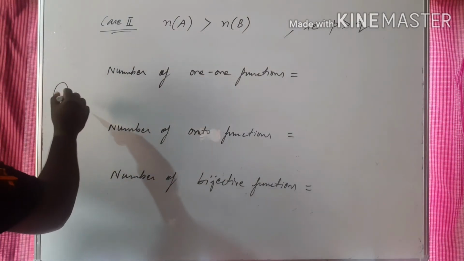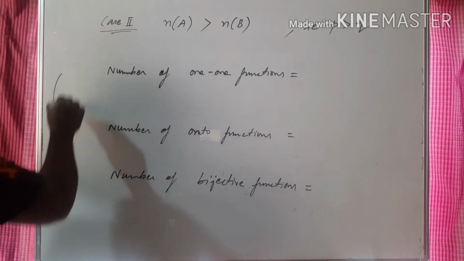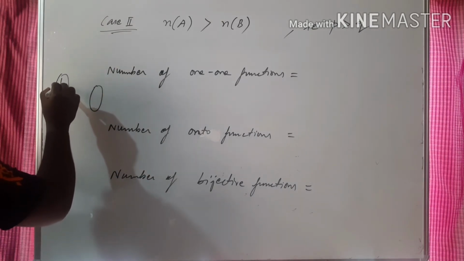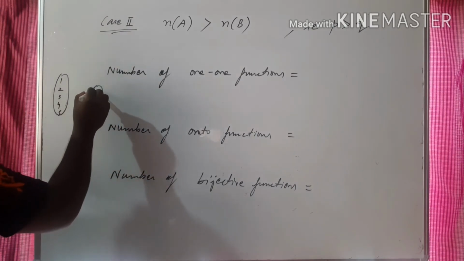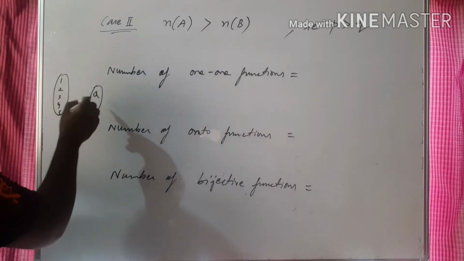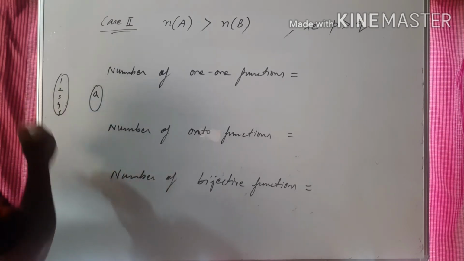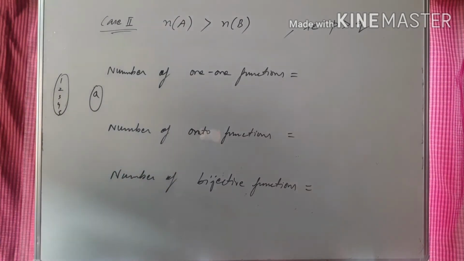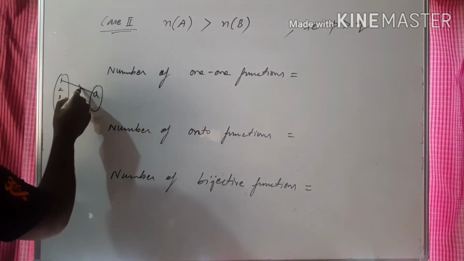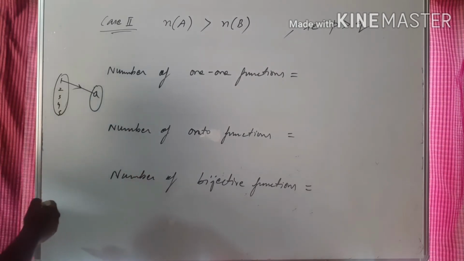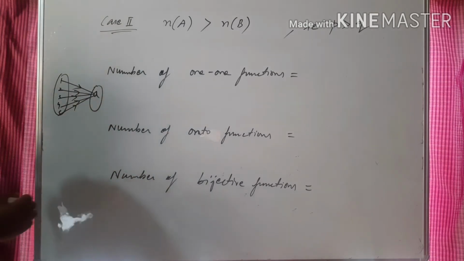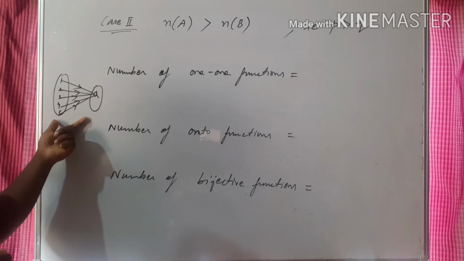The cardinality of A is greater here, so set A will be greater than set B. Say for example I am writing here 1, 2, 3, 4, 5 elements. Say for example here I am writing an A element only, 1 element only. So this is smaller, isn't it? So if you want to form functions here, then I can form a function like this. The possible way to form a function will be this one only, isn't it?